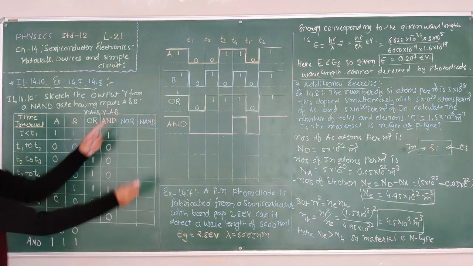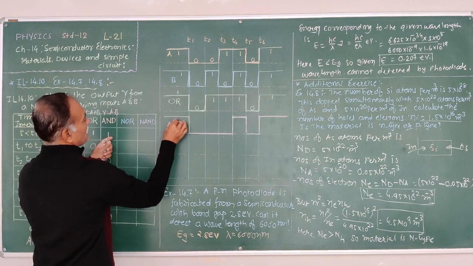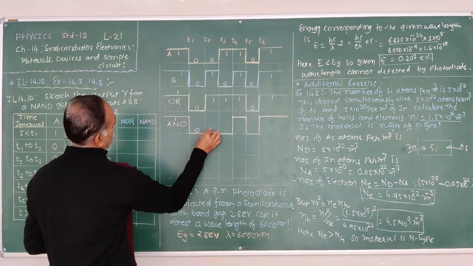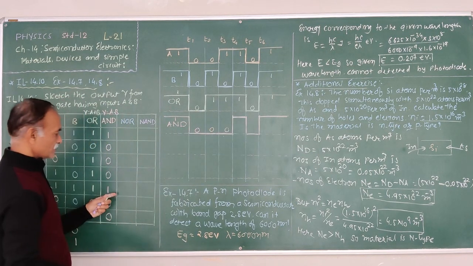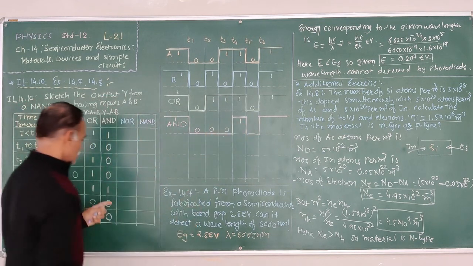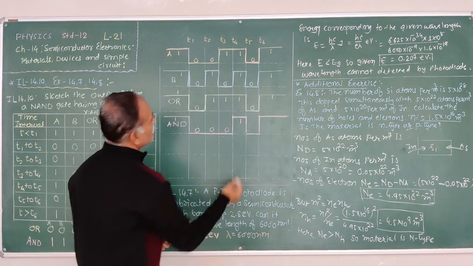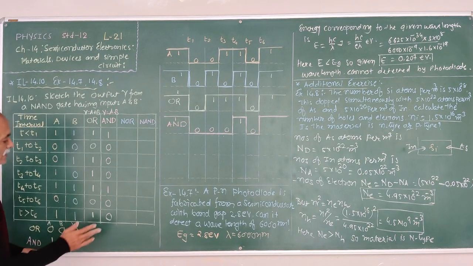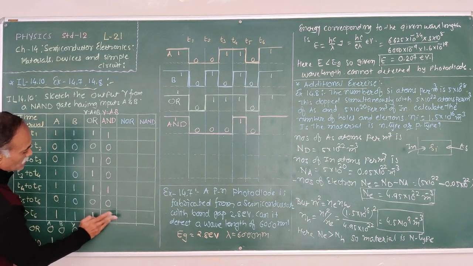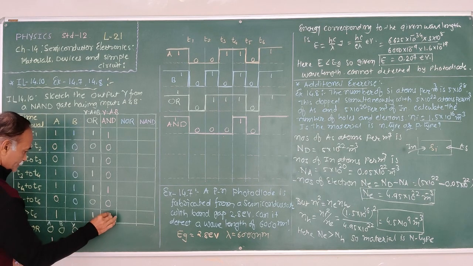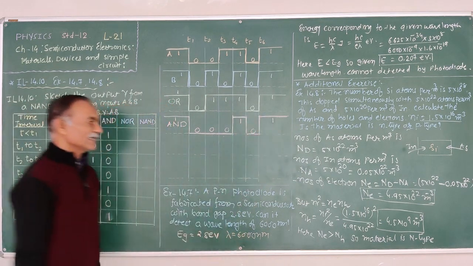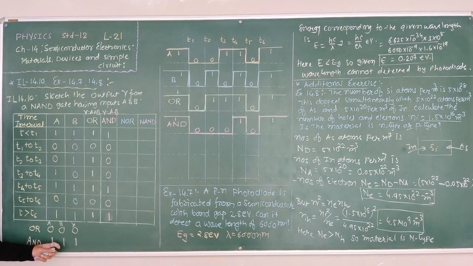So now 1, both inputs are 1, therefore 1. Now 0, 1, 1, 0, 0, 0. Again 1, 0. And now both are 1, so here we make the output also 1. Because the input has the characteristic that both inputs are 1, we get the output is 1.